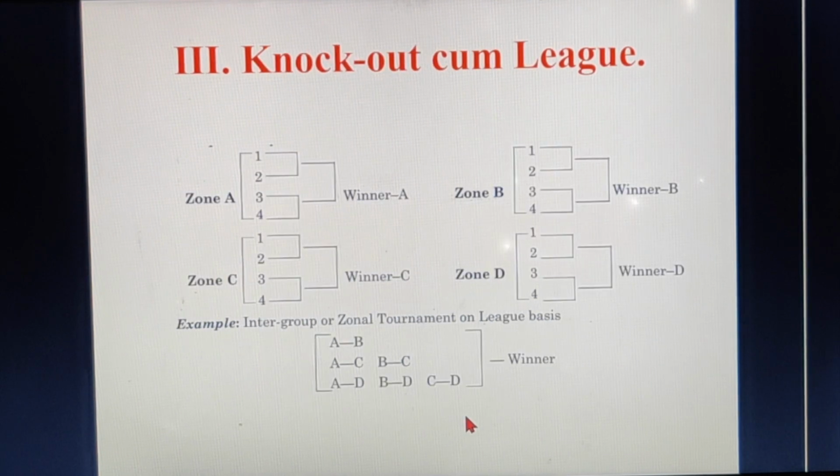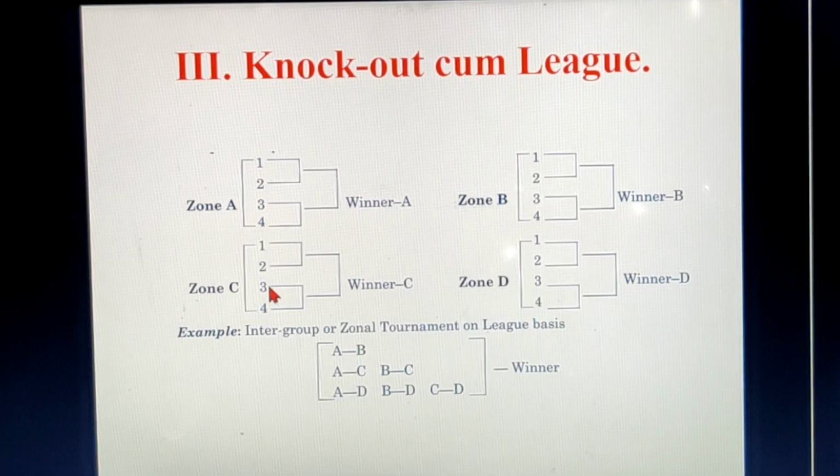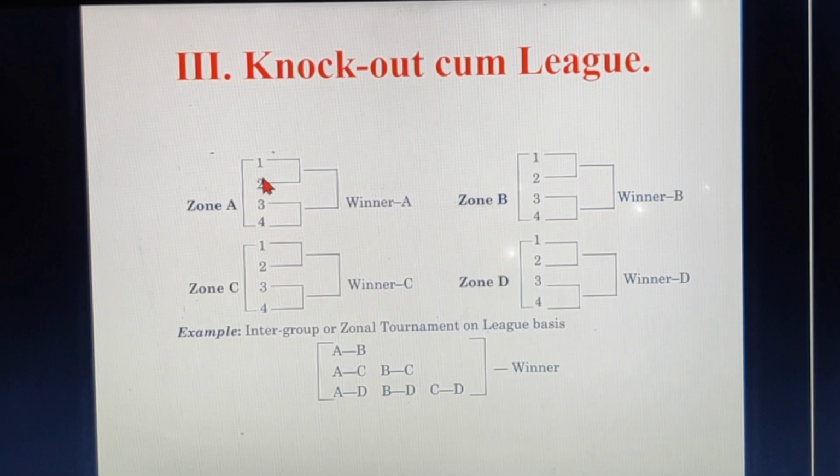Let's come to the third part, that is knockout cum league. You don't have to get confused, it is very simple. Knockout means the first stage is going to be drawn as per the knockout system. That is, the team that loses gets eliminated, the team that wins moves to the next round. And the second stage will be on the basis of league. This also I have already explained to you.